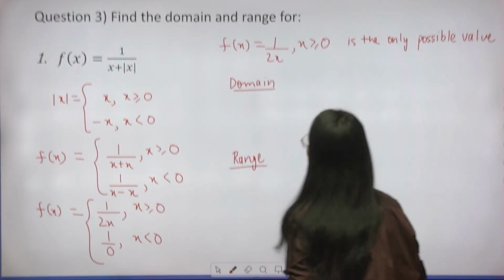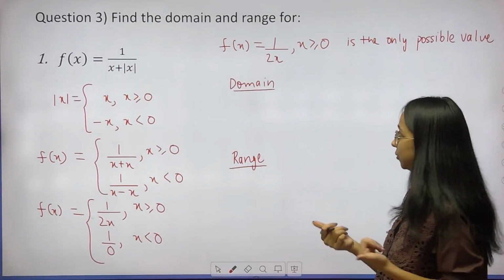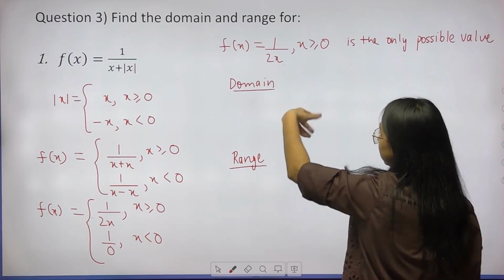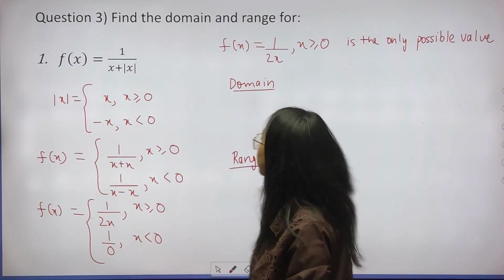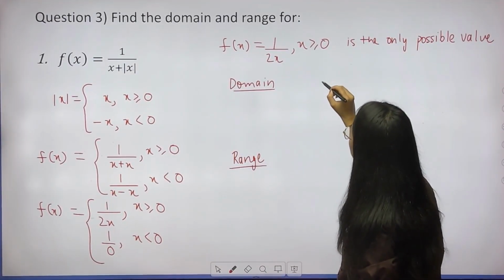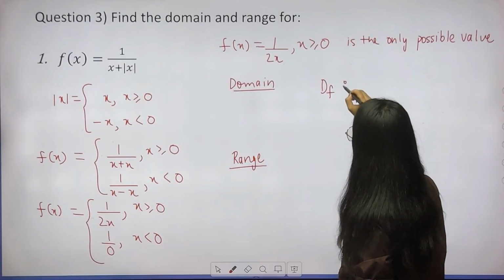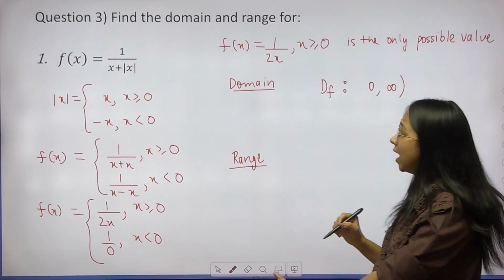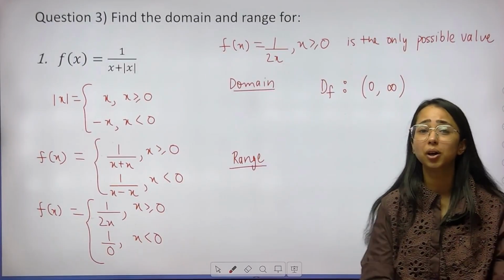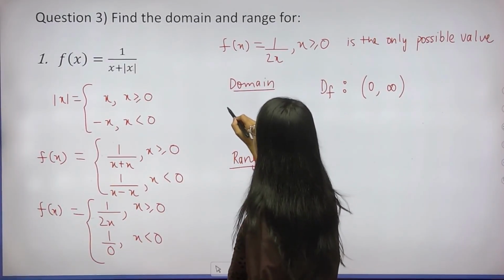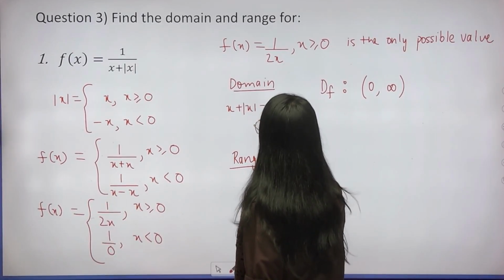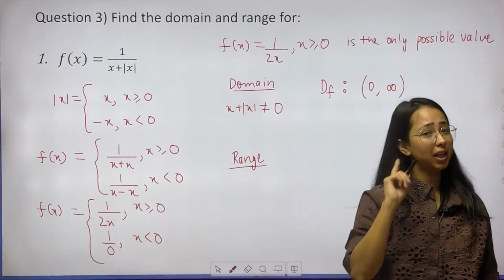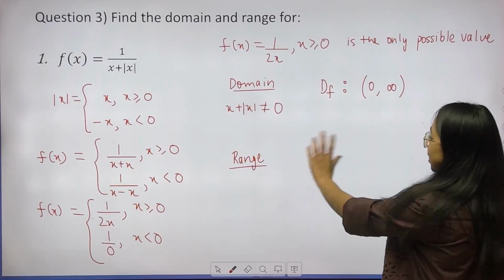Now we'll start finding the domain and the range. For finding the domain, we need to see the x values. Clearly the domain will be equal to 0 till infinity. Infinity is not included, and 0 is in fact not included. Why is 0 not included? Because clearly the denominator cannot be equal to 0. Therefore, we cannot take x as 0. Now let's find the range.